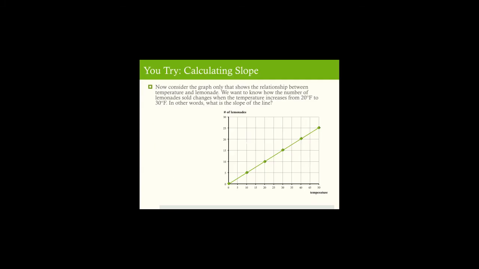Quiz yourself. Now consider the graph only that shows the relationship between temperature and lemonade sold. We want to know how the number of lemonades sold changes when the temperature increases from 20 degrees to 30 degrees. In other words, what's the slope of the line?